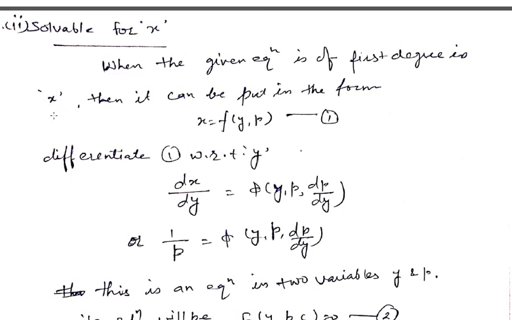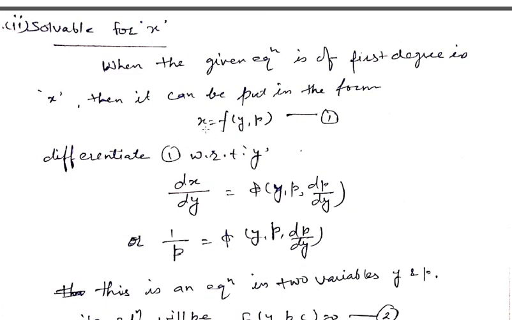It means the term x appears with degree 1, then the given equation can be written as x as a function of y and p. So if the given equation can be written in this form, we can apply this method, which is solvable for x.